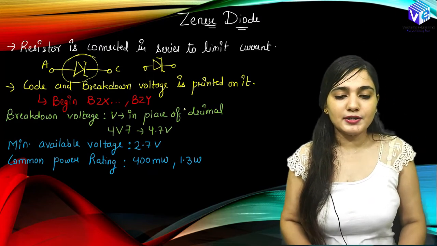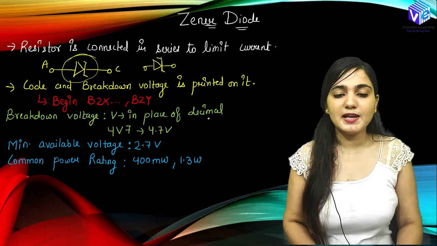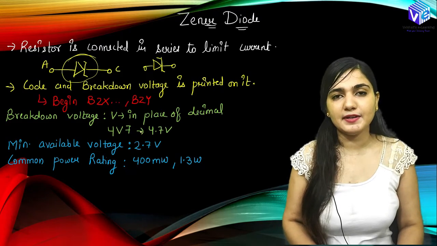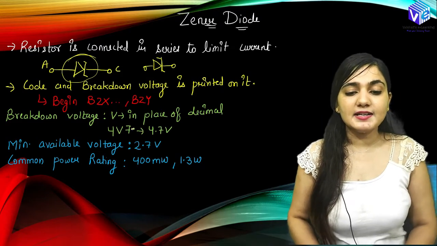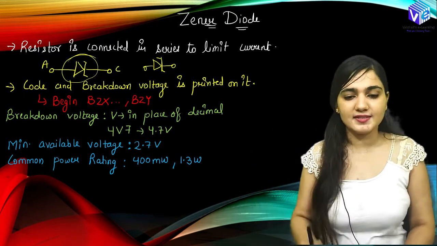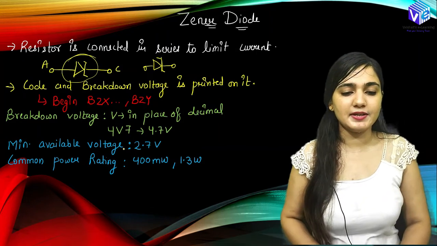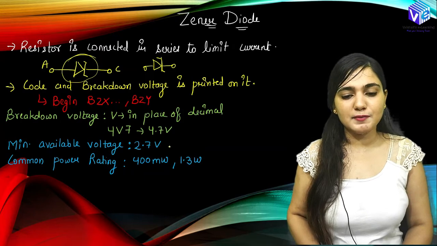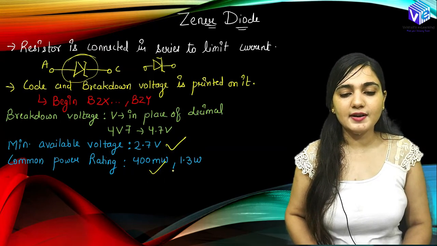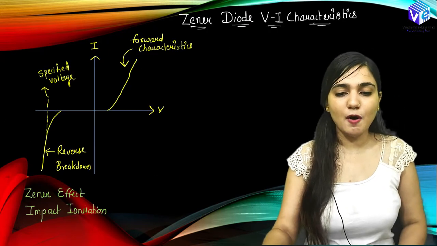The breakdown voltage is represented, and here V is represented in the place of decimal. So let's suppose the breakdown voltage is 4.7, right? So I will be representing it as 4V7, right? And it is also printed on the Zener diode. So 4.7 volt is represented as 4V7. The minimum available voltage would be 2.7, and the common power ratings would be 400 milliwatt and 1.3 watt. Right, so these are the common power ratings.